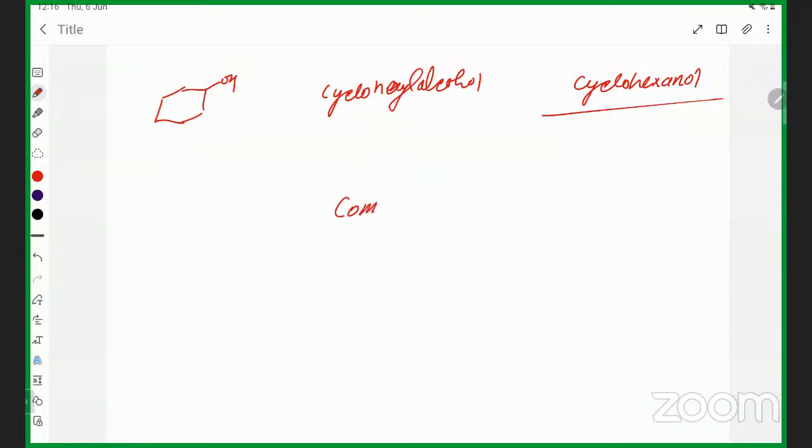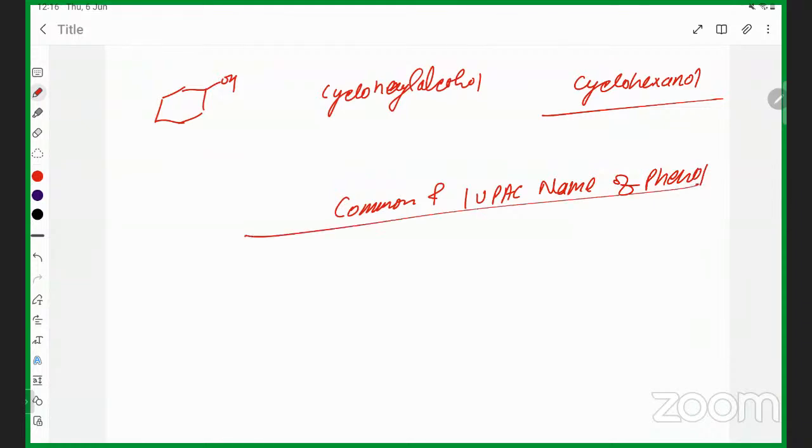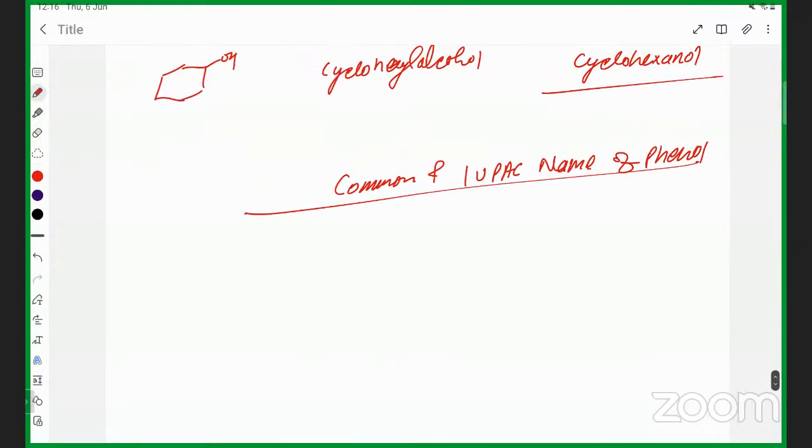Next heading is there, common and IUPAC name of phenol. There is no rule for the common name for phenol. Let us see one example. First one, we are writing OH. So if you write the common name or the IUPAC name, same, this is also called phenol, and this is also called phenol only.